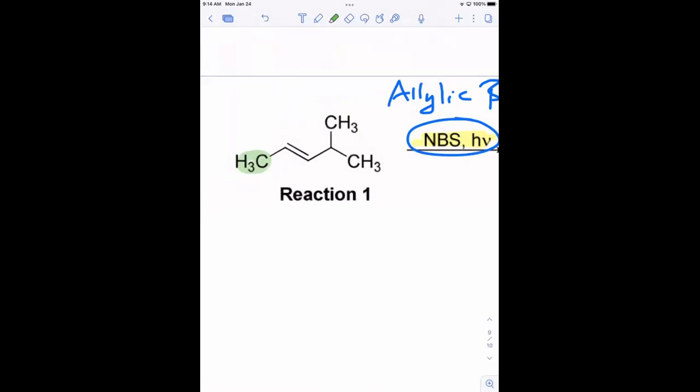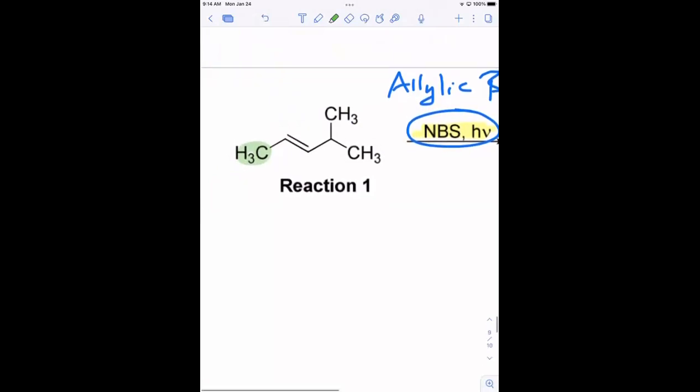Where's the other one? One pointing upwards to the right of the double bond. Right. So those are your two allylic sites. So you know you're going to get how many products? 4. Good. So your number of products is going to be equivalent to 2 times the number of allylic sites.